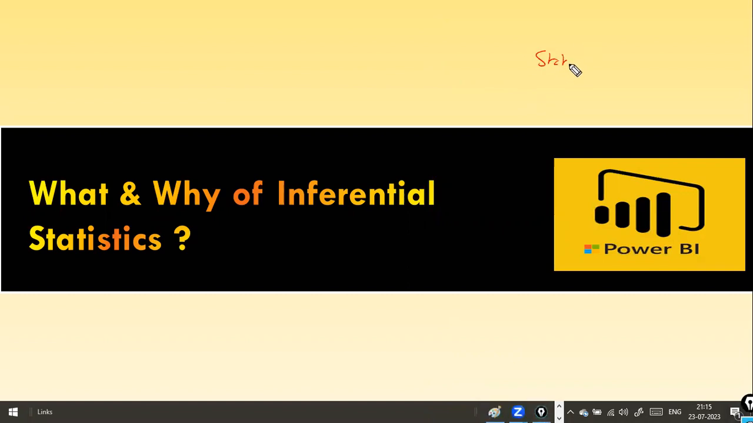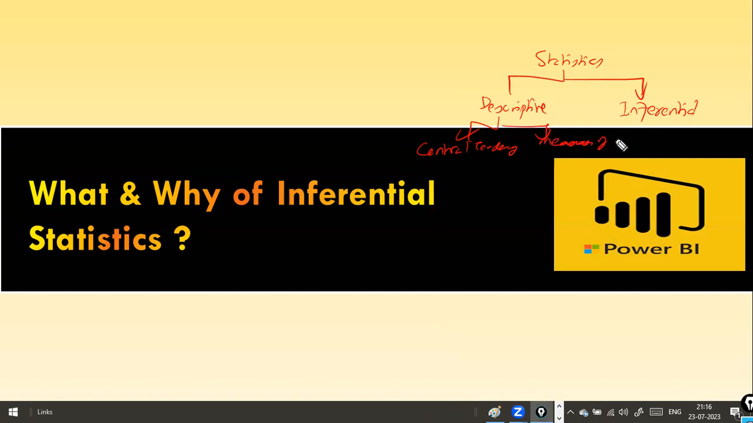In statistics, there are two branches. One is the descriptive statistics, and the other one is inferential statistics. In descriptive itself, there are two branches. One is the measures of central tendency, and the other branch is measures of spread. We discussed the measures, the mean, median, mode, and the range, standard deviation, covariance, and so on.